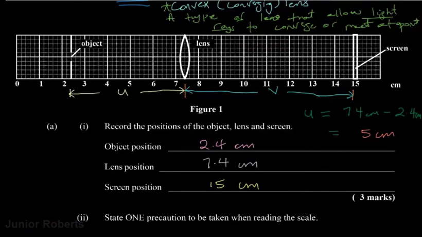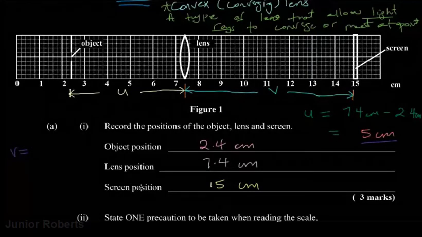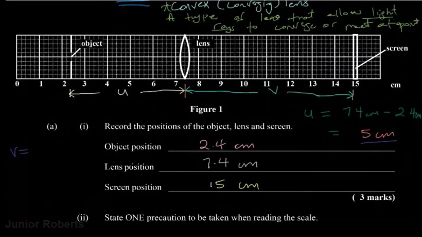All right. So we have just calculated our object distance. It is 5 centimeters, and we can do the same thing to calculate our image distance. The image distance is right here from the lens to the screen. So we'll say that our image distance V is equal to the screen position minus the lens position. So we'll say 15 centimeters minus 7.4 centimeters. Can someone help me to calculate this, please? What will this be equal to?